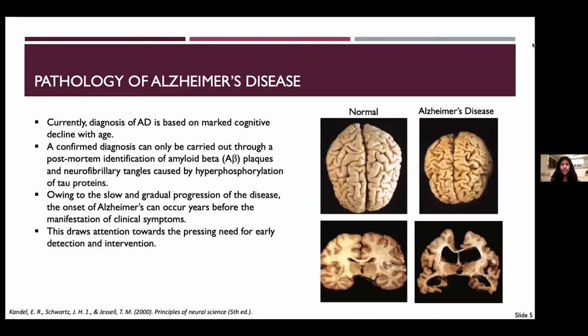And also, we can see that in the case of Alzheimer's disease, the brain is significantly shrunk, and also there is a ventricle enlargement here. So, this points out the problem that the disease progression is so slow that we can only confirm it after the death of the patient, and we are not able to do anything while it's progressing. So this just draws attention towards the pressing need for early detection and intervention of the disease.